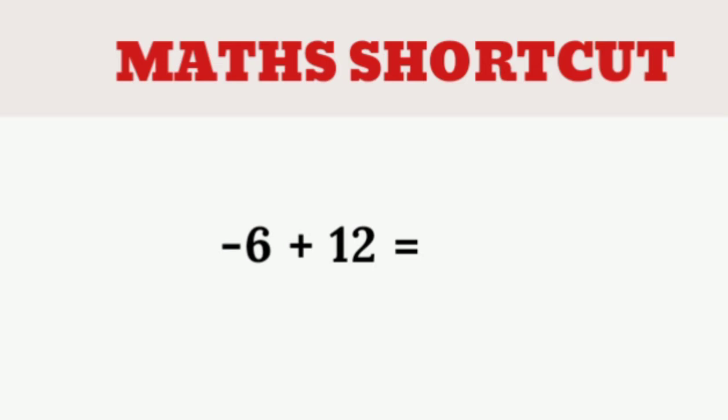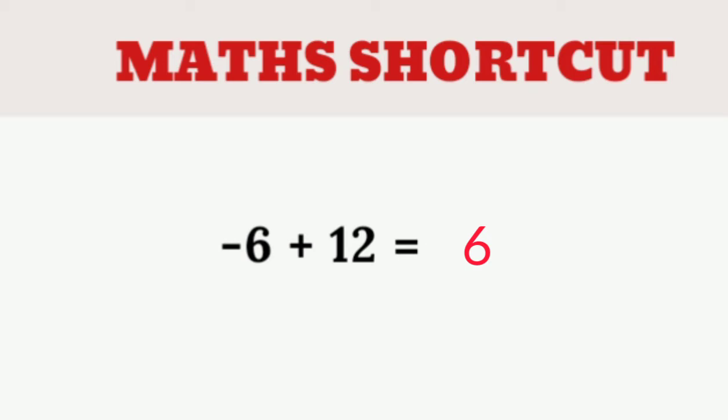We are moving to the next example now. We have minus 6 plus 12. All right, different signs here. So we will subtract and put the sign of the bigger number. So 12 minus 6 is 6. The sign of the bigger number here is plus. So our answer is plus 6, which is the same thing as 6.